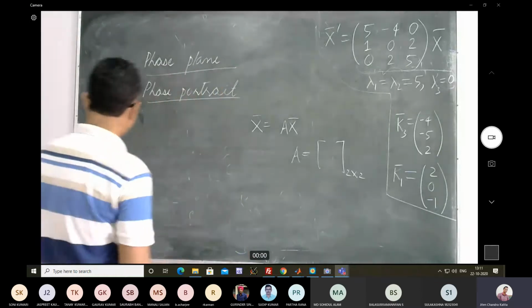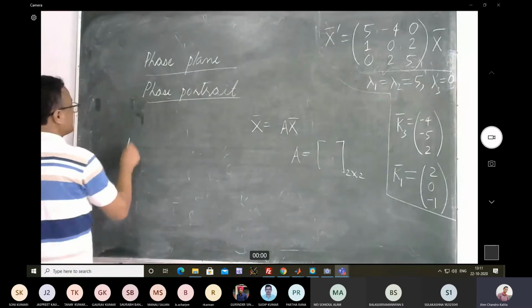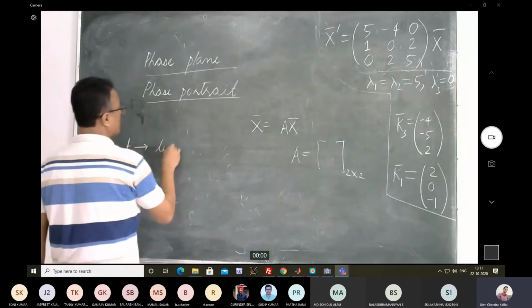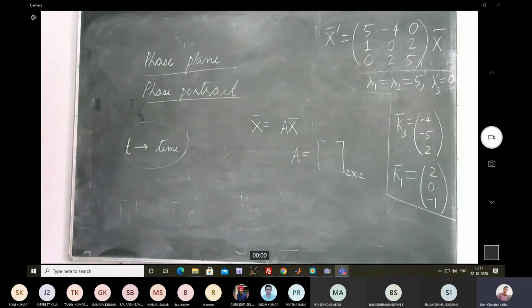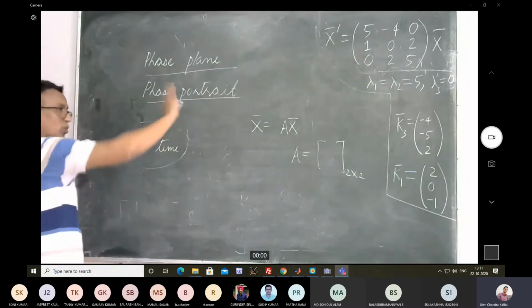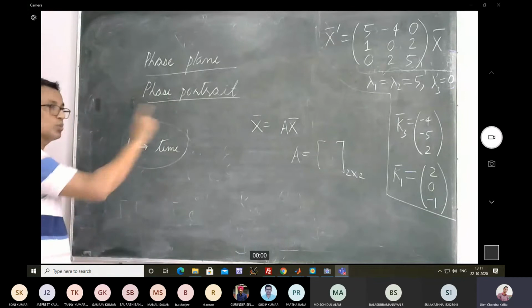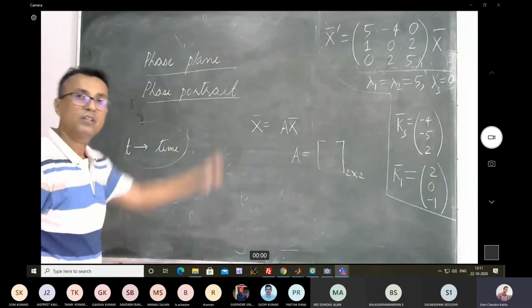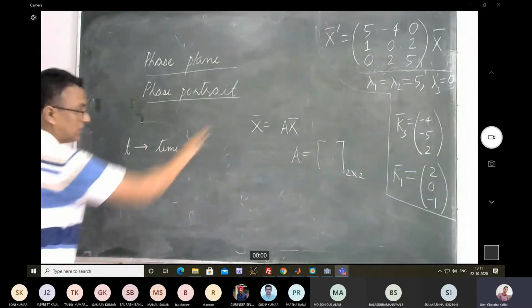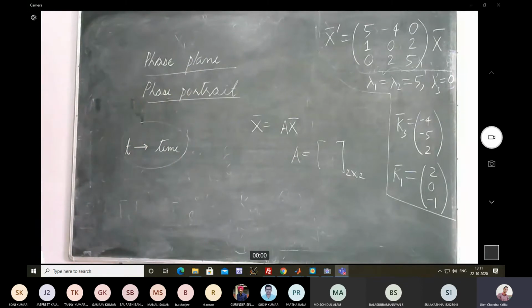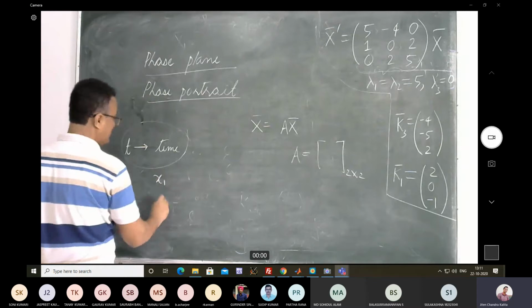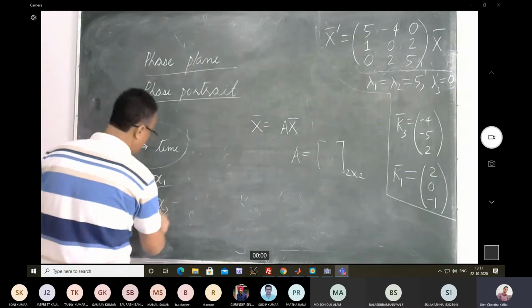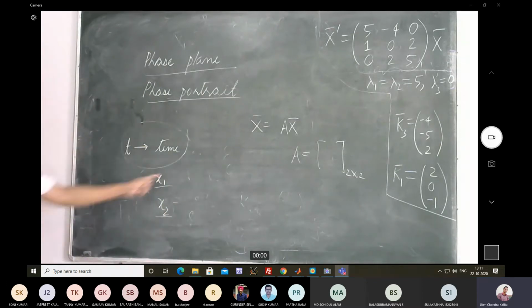In that case, the independent variable t, if I consider it as time, and suppose I am solving a system of two first order ODEs through this framework, then say the dependent variables are x1 and x2. It can be x1, x2, x3 also.